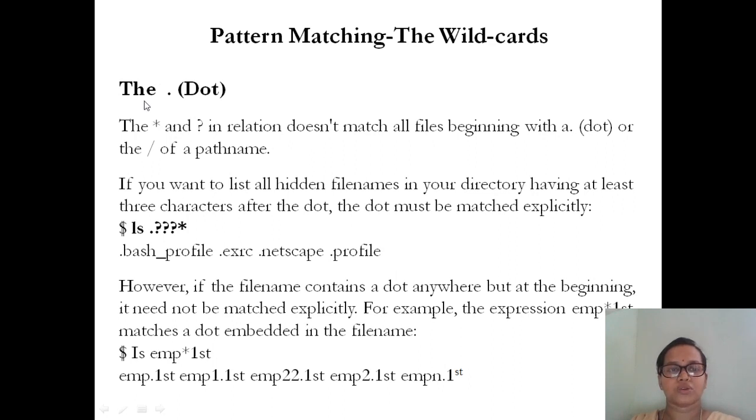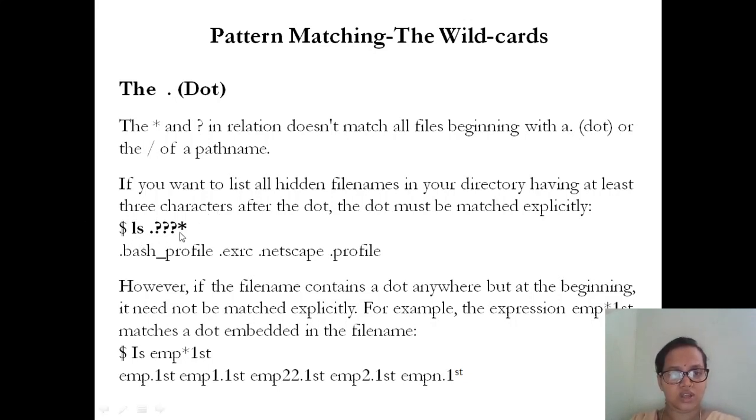Next, coming on to the dot operator. Whenever you use the star and question mark, it does not match all the files which begin with the dot, or the slash, which is for your path name. Dot is used to display the hidden files. If you want to list all the hidden files in your directory having at least 3 characters after the dot, the dot must match explicitly like this.